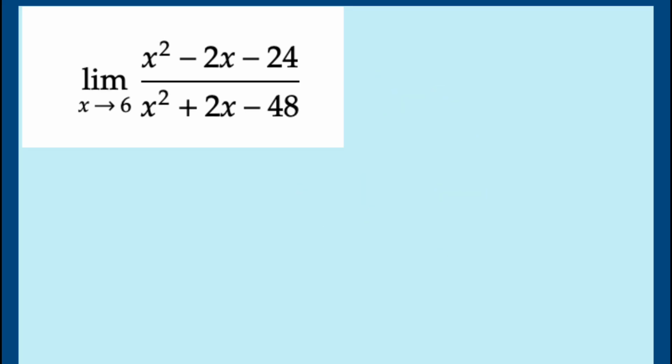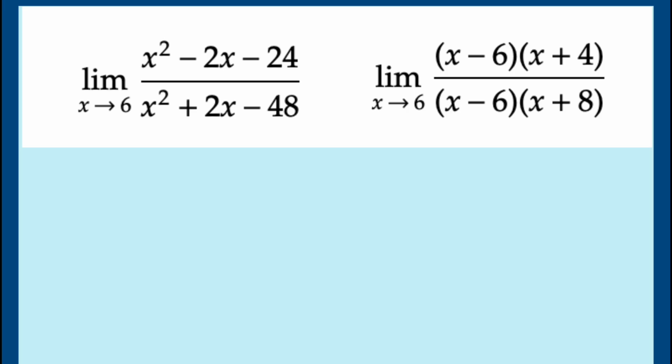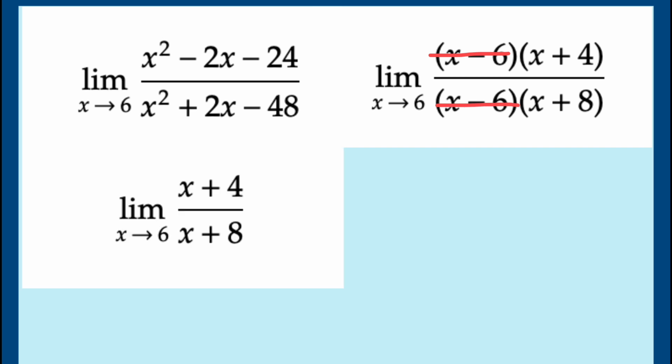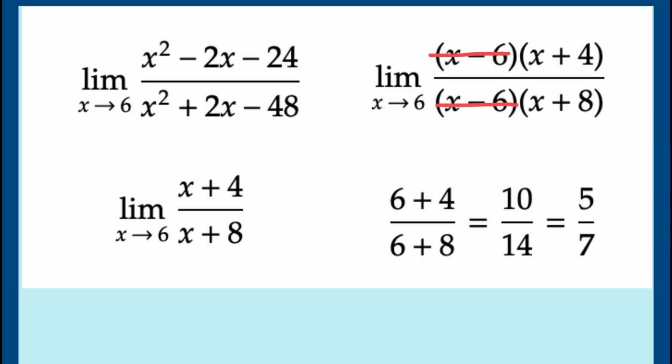So now I just replace the limit with the limit as x approaches 6 of (x minus 6) times (x plus 4) divided by (x minus 6) times (x plus 8). So these two are going to cancel, and I am left with the limit as x approaches 6 of (x plus 4) divided by (x plus 8). So now I'm able to drop my limit statement and use direct substitution. So I do 6 plus 4, which is equal to 10, divided by 6 plus 8, which is equal to 14. 10 divided by 14 can be simplified to 5 over 7. And that is what the limit is equal to.